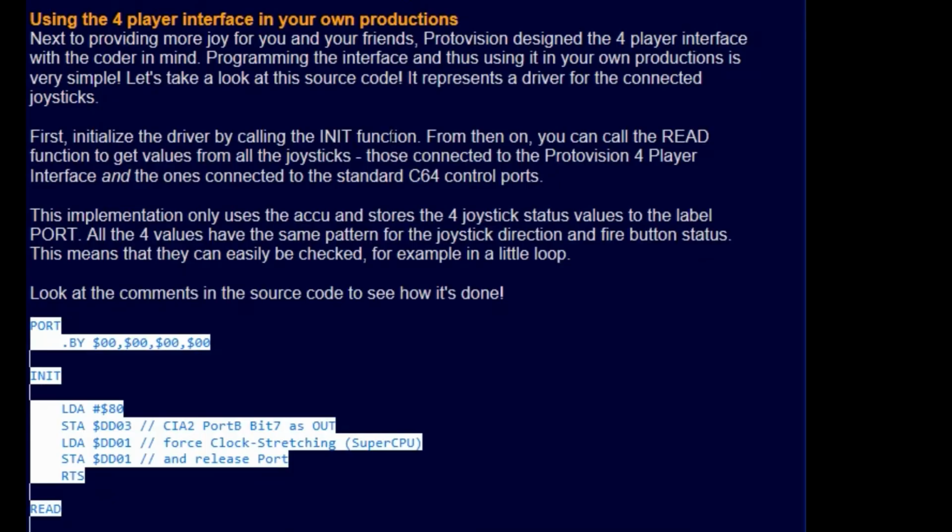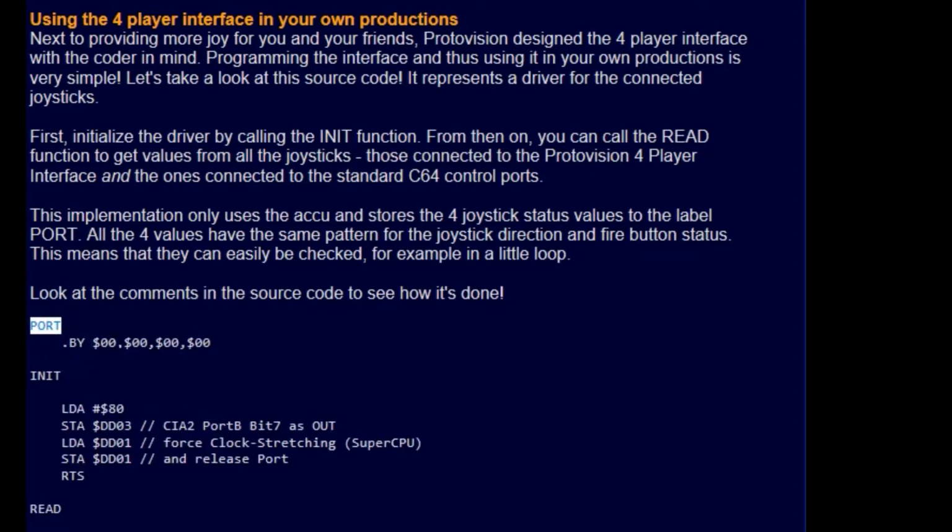First, initialize the driver by calling the init function. From then on, you can call the read function to get the values from all the joysticks, those connected to the Protovision 4 Player Interface and the ones connected to the standard C64 port. So it's going to read all 4 ports. It says this implementation only uses the ACCU and stores the 4 joystick status values to the label port. So that's this label right here. All the 4 values have the same pattern for the joystick direction and fire button status. This means that they can easily be checked, for example, in a little loop. Look at the comments in the source code to see how it's done.